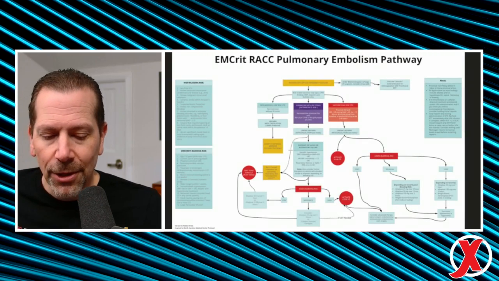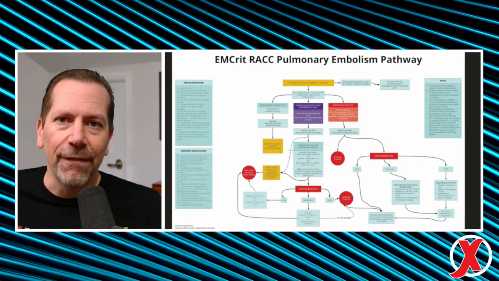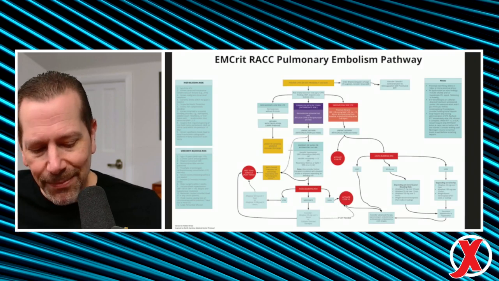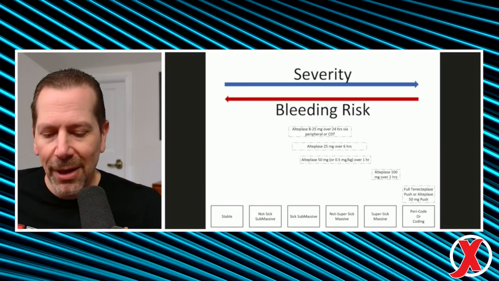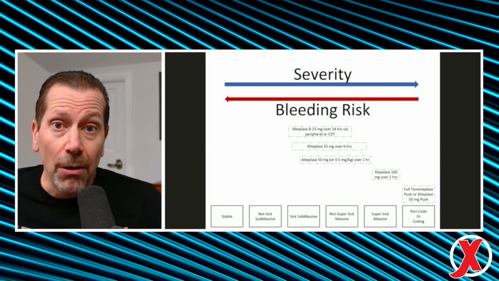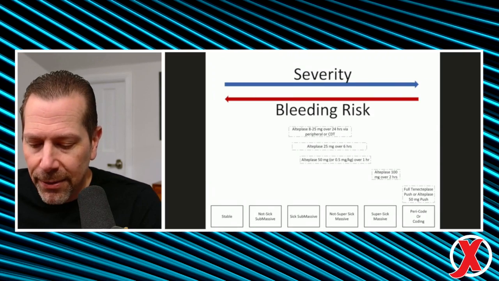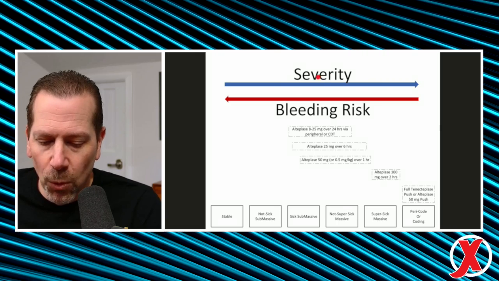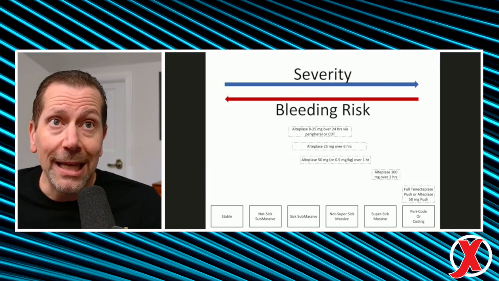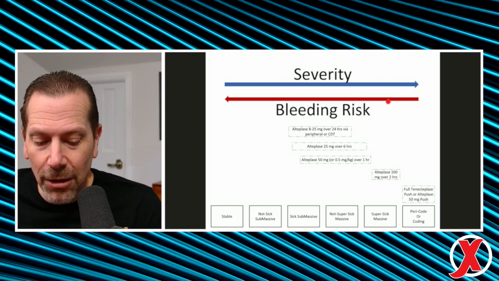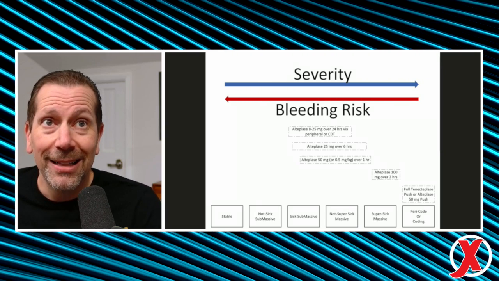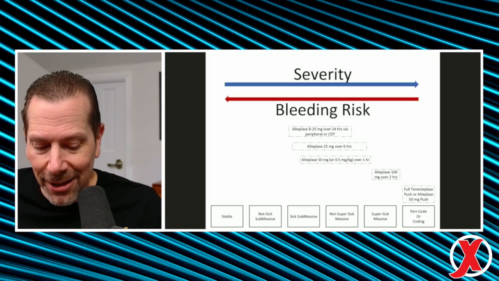All right. So, like I said, I'm going to give you the link for the full pathway, and let's sum it all up. And this diagram is everything I just said. Now, the greater the patient's severity, the more I actually want to increase my fibrinolytic dose. And the worse the patient's bleeding risk, the more I want to decrease it. So that's the tension I'm under.